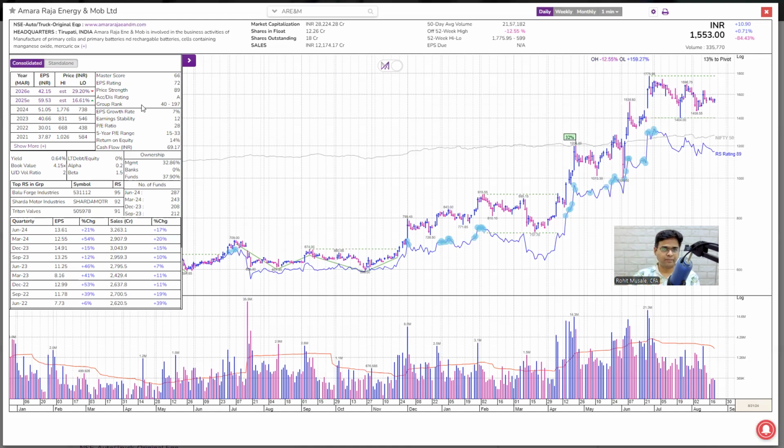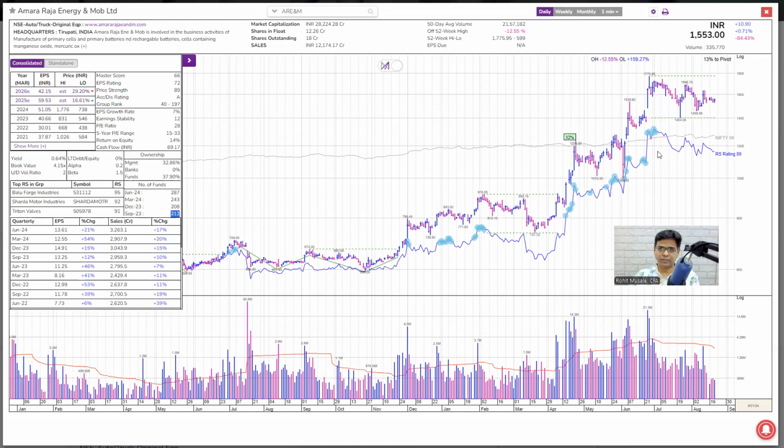And you can see here the number of funds that have been buying the stock. It was 212 in September 23. Now it is 287. So the number of institutions that are piling onto the stock is increasing, but that is not coming on the back of strong earnings. So that's probably the reason why the stock seems to be stalling here.